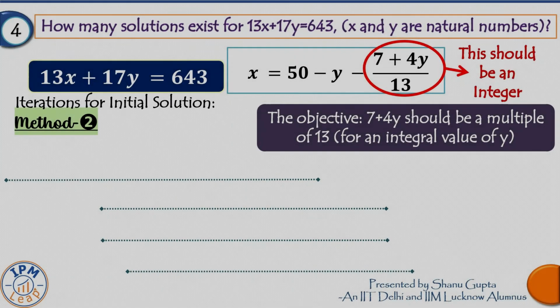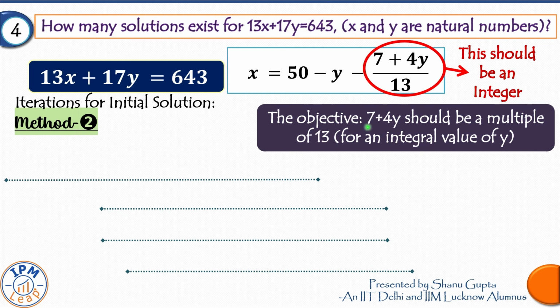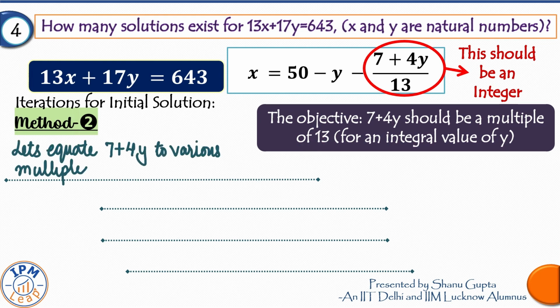Now before I come to other solutions for this question, let me quickly discuss method 2. This method is closely linked to our objective, which is the fact that for an integral solution, 7 plus 4y should be a multiple of 13. So what say? Let's try values that are multiples of 13 for this expression. Multiples of 13, by the way, are 13, 26, 39 and so on.